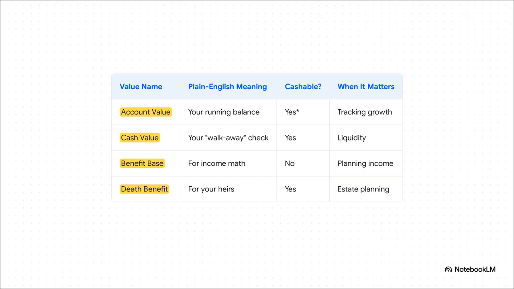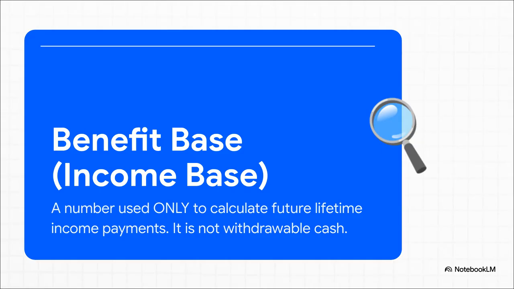And of course, the death benefit, which is for your estate plan. Okay, now for the benefit base. This one is, hands down, the most misunderstood number of them all. The best way to think of it is as a phantom number. It's not real money, you can't spend it. Its one and only job is to be used in a math problem to figure out your future paycheck.